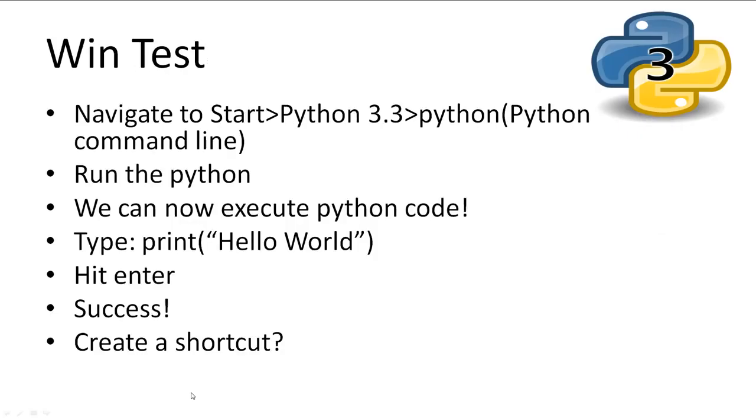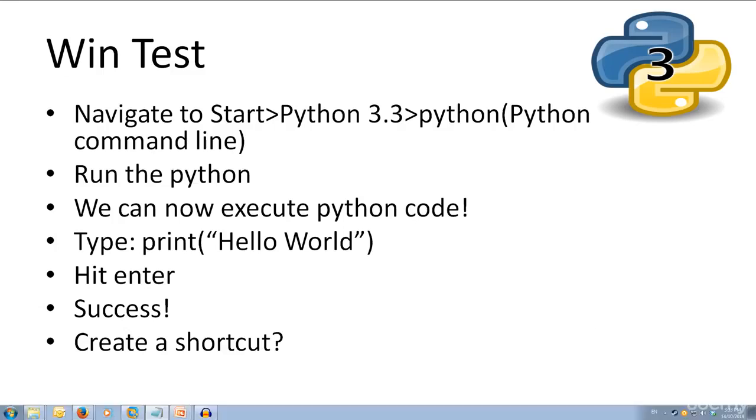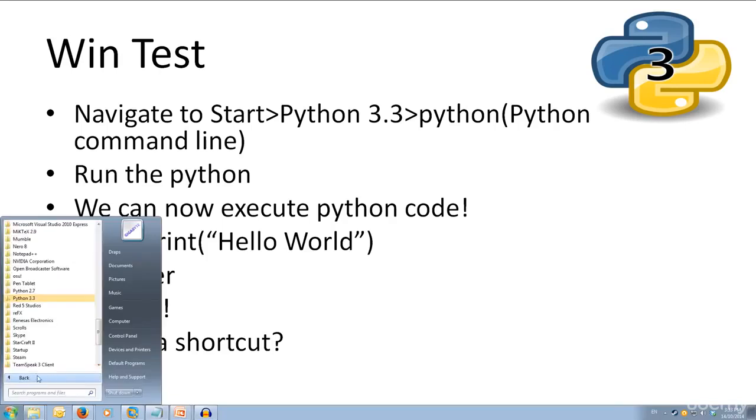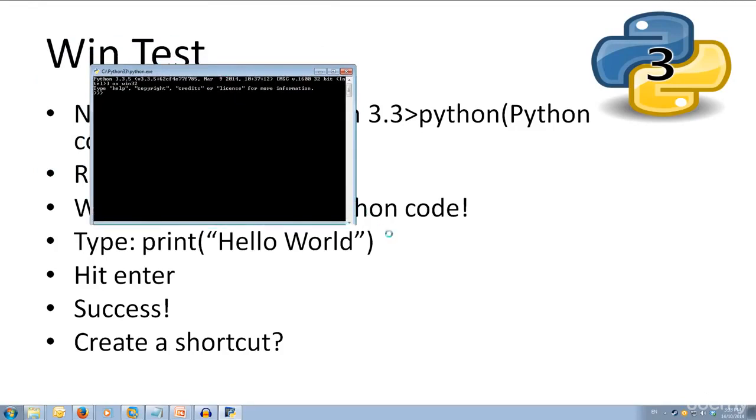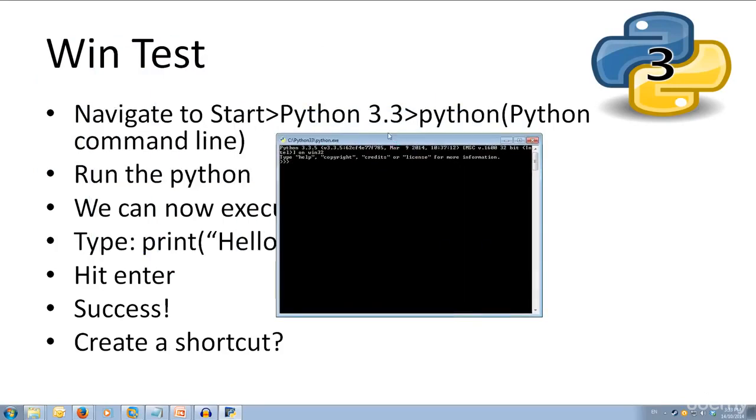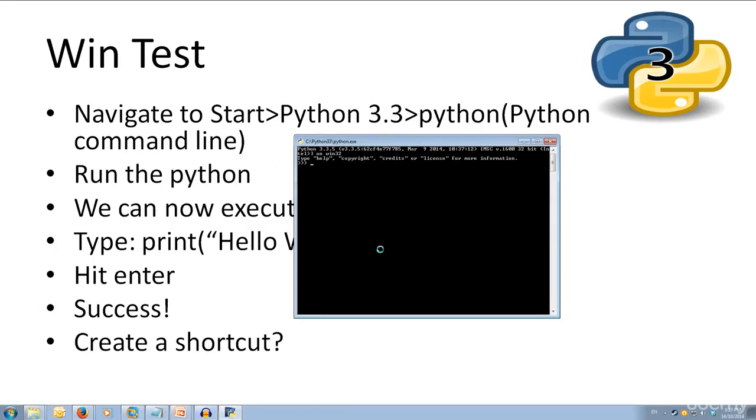So let's do a Windows test. We're going to navigate to start, Python 3.3, and the Python command line. And then we're going to run Python and we'll get our Python interpreter. So if we come over to start, all programs, Python 3.3, and then we want Python command line. And this will get us a command line with the Python interpreter running. And we'll have three arrows, which means that Python is waiting for a command.